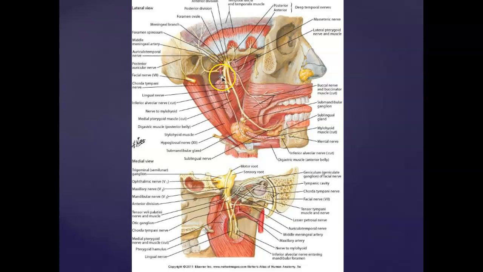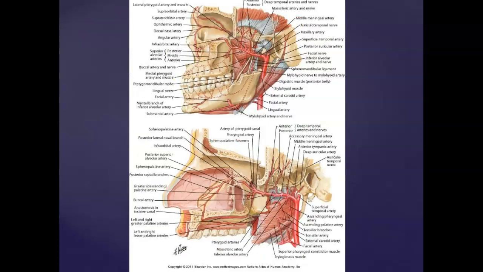Okay. And then off of here as well, here's the posterior auricular. We've seen that on a different slide already. The posterior auricular nerve loops in front of the ear onto the scalp. Then you've also got a couple of deep temporal branches up here to supply the temporalis muscle up on top here.